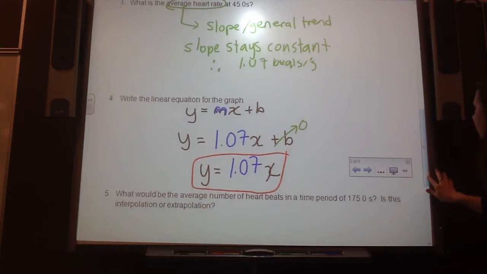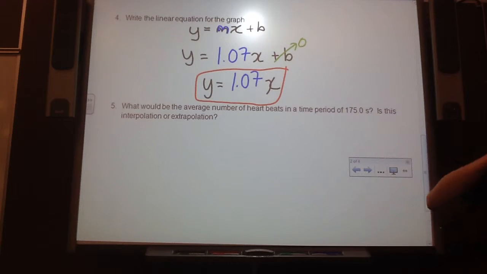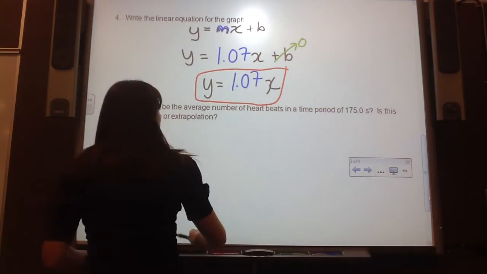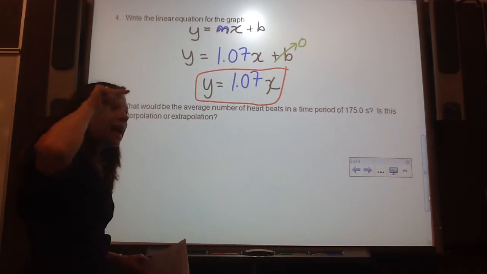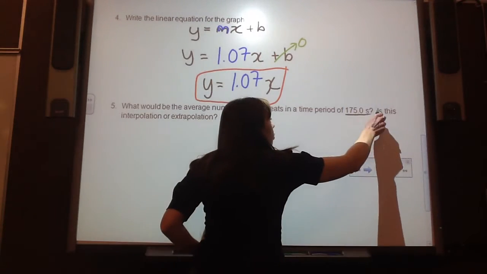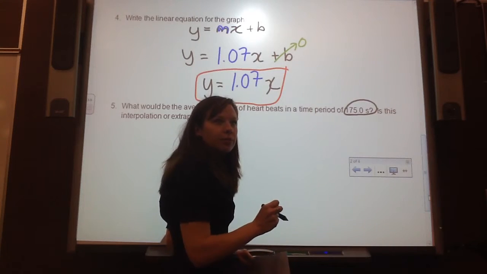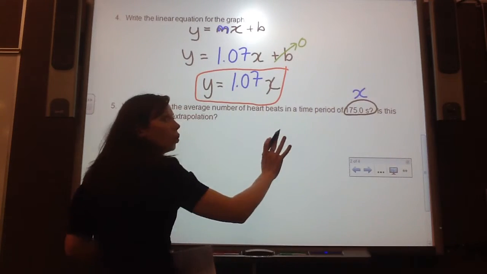Okay? So now, it's asking, what would be the average number of heartbeats in a time period of 175 seconds? Is this interpolation or extrapolation? So, what's it saying? It's giving us a new time, and we want to figure out the average number of heartbeats at that time. Okay? So, what is time? Is it an x or a y value on this graph? X.